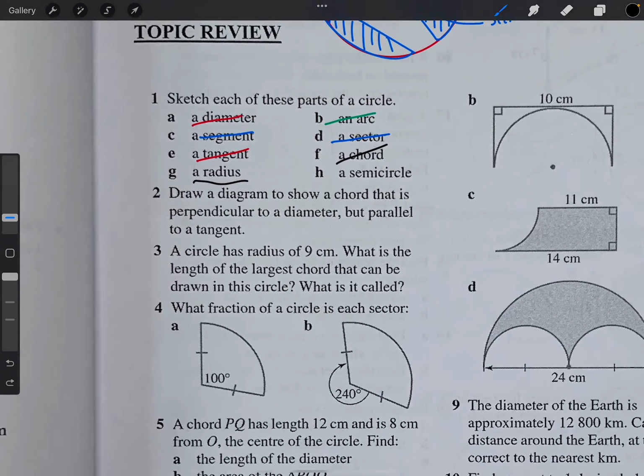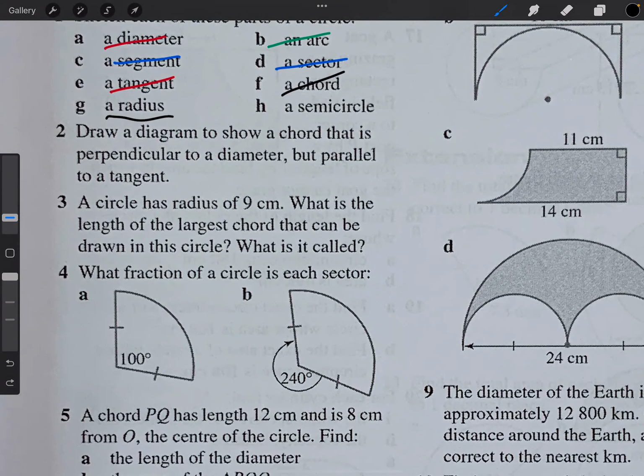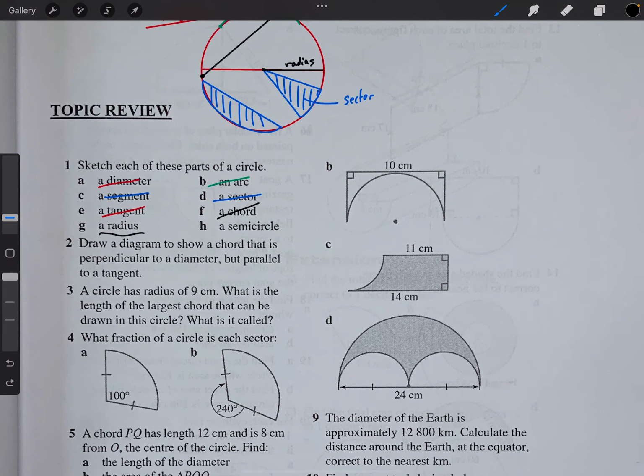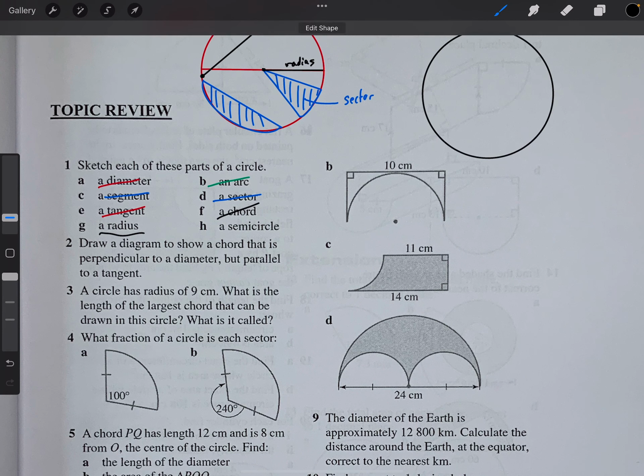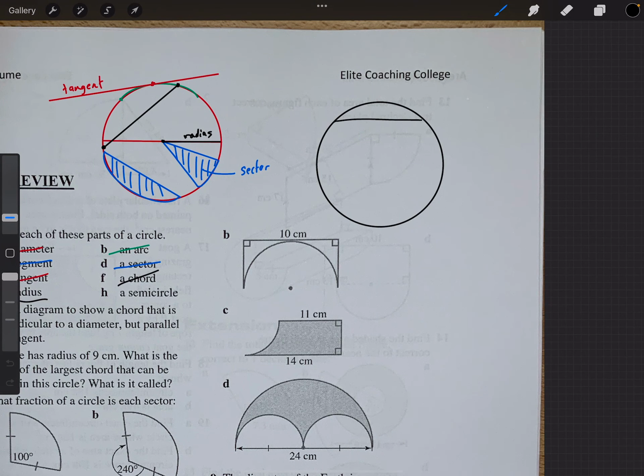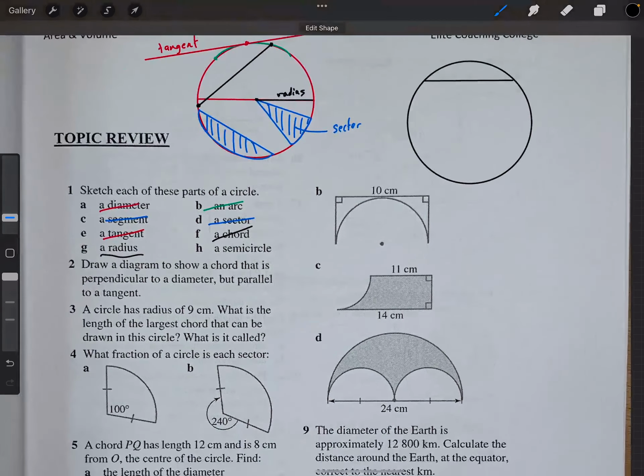Alright, next one. Draw a diagram to show a chord that is perpendicular to a diameter but parallel to a tangent. So we have to know what each part is, and we can draw the circle. So here's a circle, and it says draw a diagram to show a chord. So let's draw a chord. So I'm just going to do this. There's your chord.